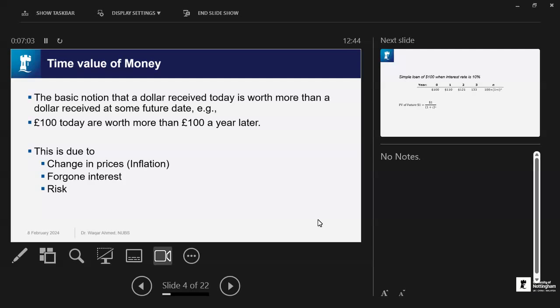Anybody? Okay, so somebody's not going to volunteer, then I have to ask someone randomly. Okay, so appropriate discount rate. Anyone want to say anything here?